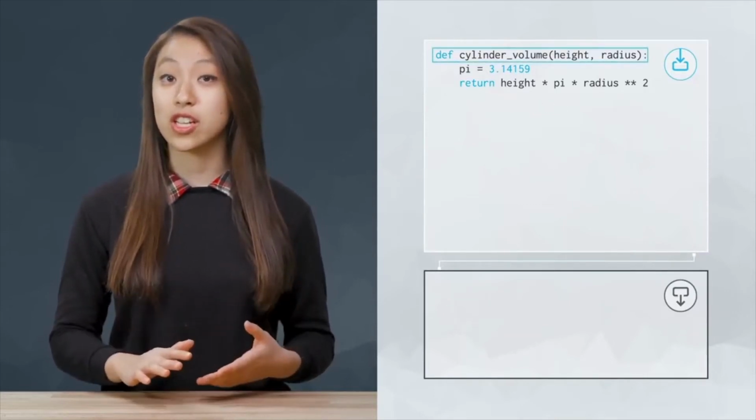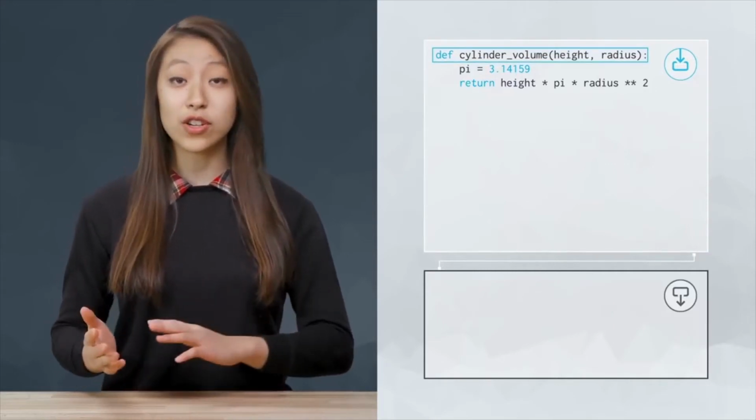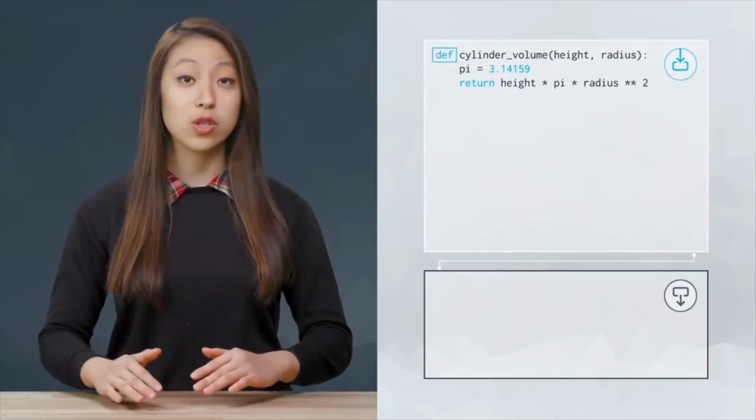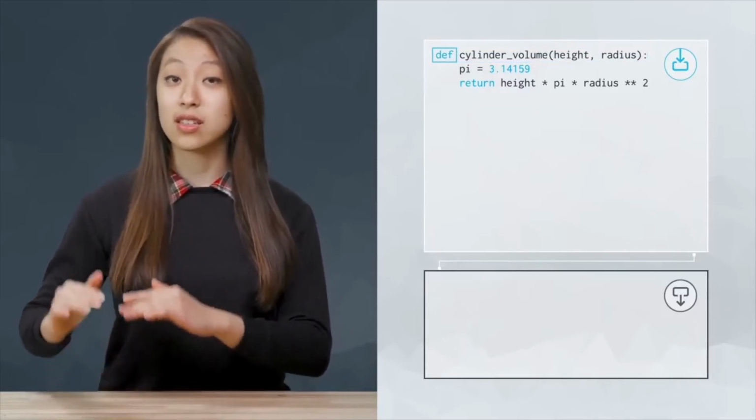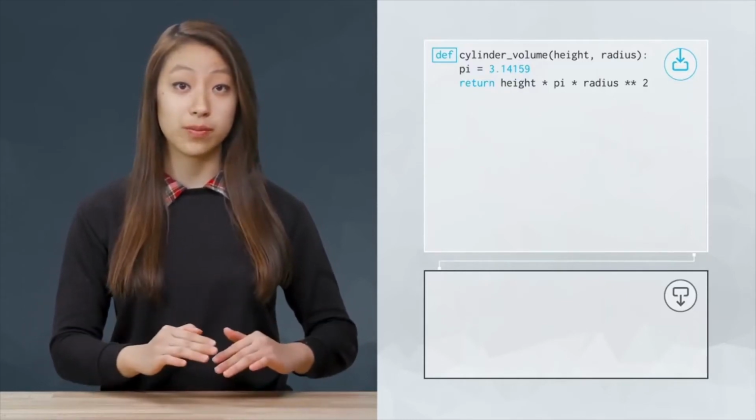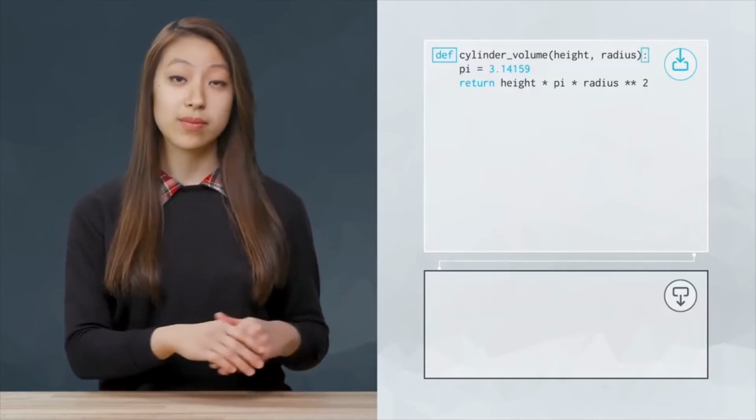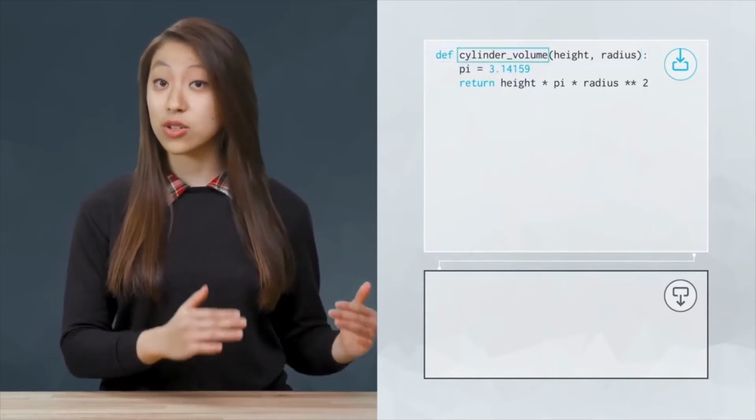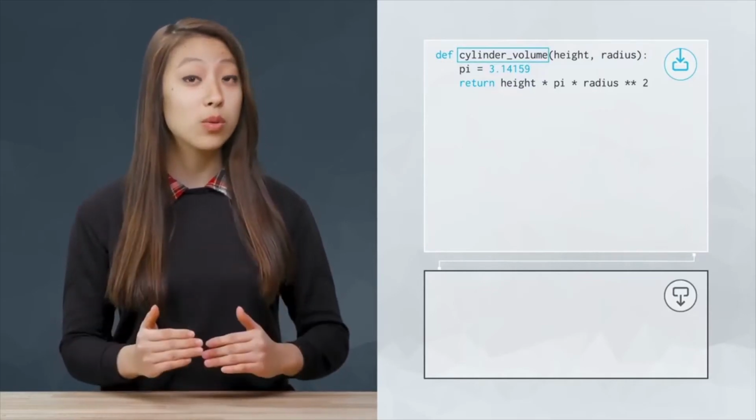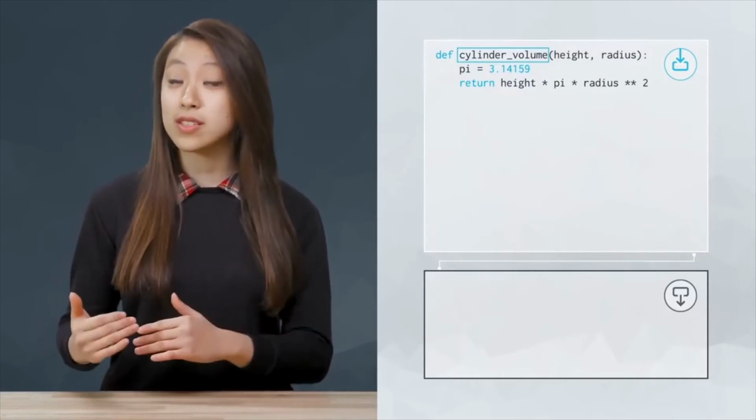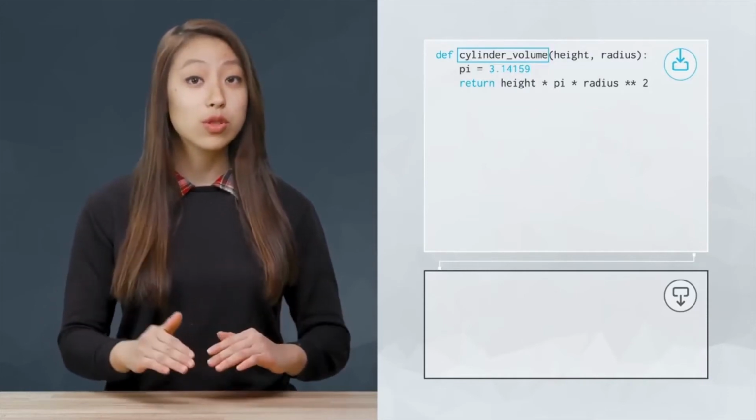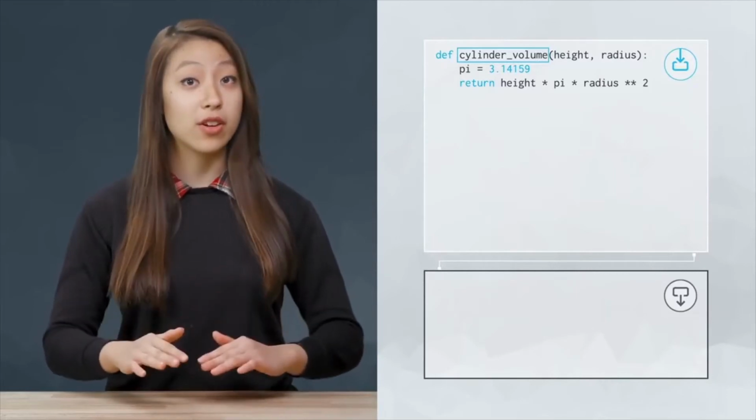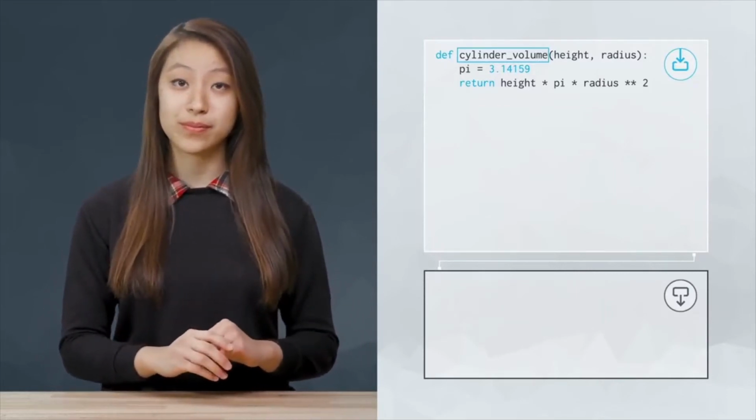A function definition includes several important parts. First, let's look at the function header. Defining a function always starts with the def keyword to indicate that the code that follows is a function definition, and ends with a colon. Following def is the name of the function, in this case, cylinder volume. This needs to be one word with no gaps. That's why this has an underscore. The rules for function names are the same as those for variable names. If you need a reminder on this, see the text below this video.